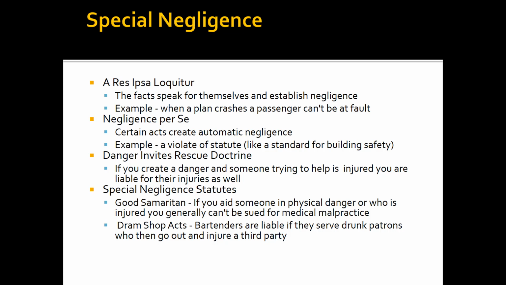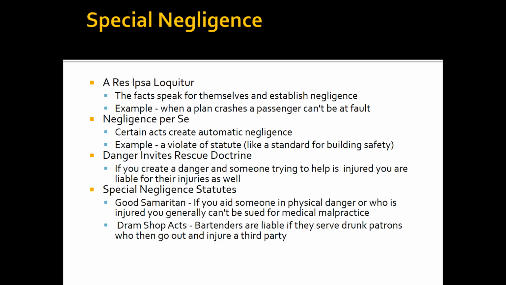If you do certain things, you're automatically negligent. For example, usually breaking a criminal law, violation of a statute, often is negligence per se. If you create a danger and someone is trying to help and they're injured, you might be liable for their injuries as well. That's what's called danger invites rescue.